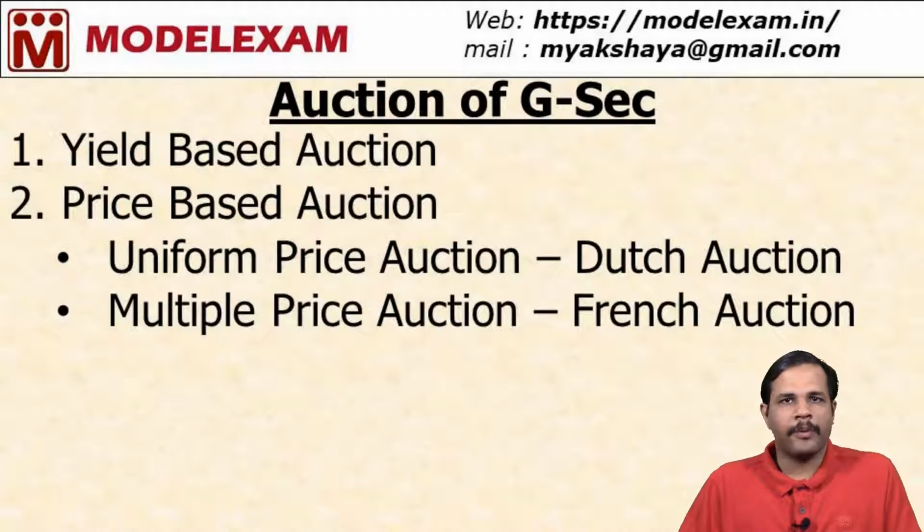Primary market of government securities. Government securities are issued by RBI through a process called auction. There are two types of auction. One is yield based auction, the other one is price based auction. And again, in price based auction we have two types. One is uniform price auction, the other one is multiple price auction.